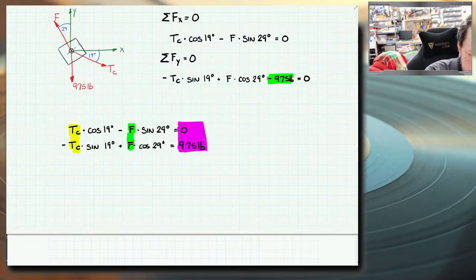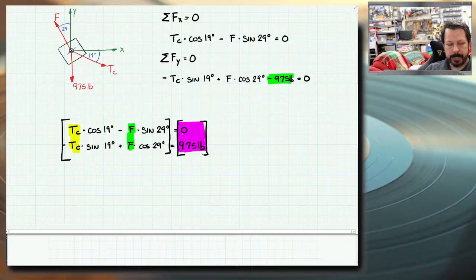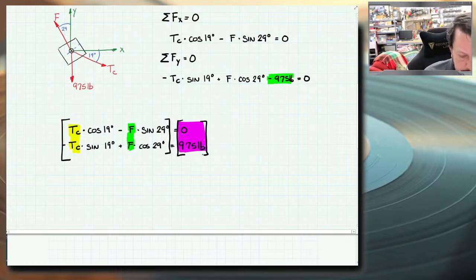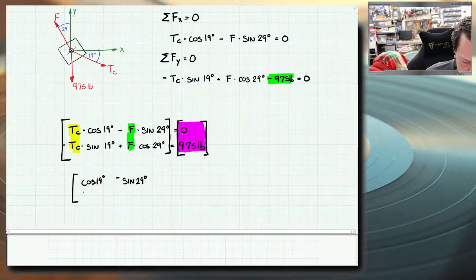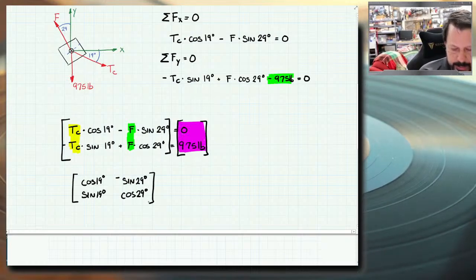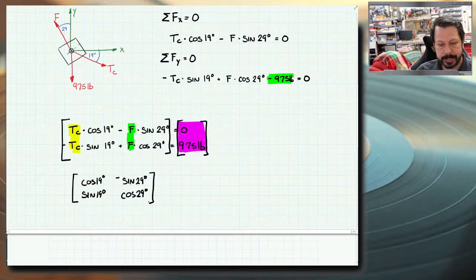So what I can do with this setup is create a matrix here and create a matrix here, and the matrix is going to look like the coefficients here. So cosine 19 degrees. I have to keep this negative sign, so negative sine 29 degrees, sine of 19 degrees, cosine of 29 degrees. So that's the coefficient matrix for TC and F.